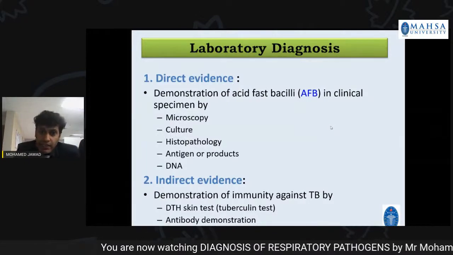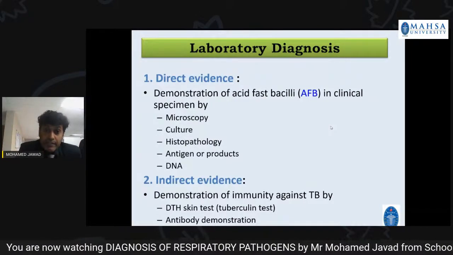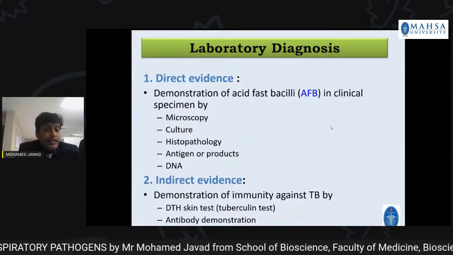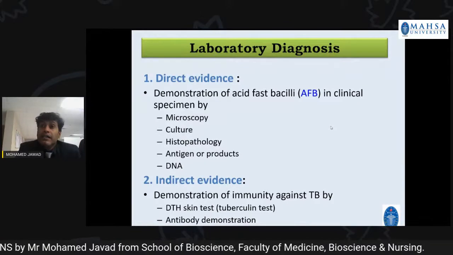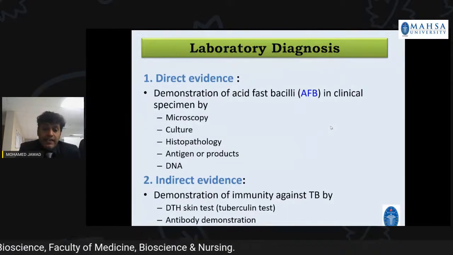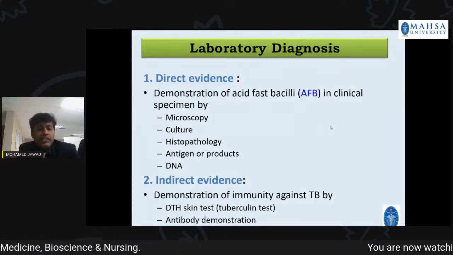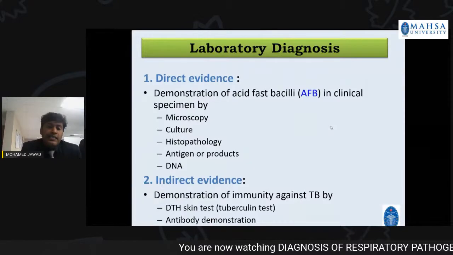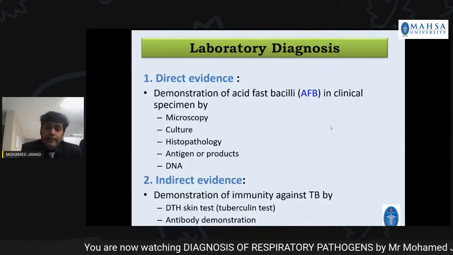We already said that the Gram stain cannot take up the mycobacterium, so we have to do the acid fast test. Then microscopy, culture, histopathology, antigen and antibody and DNA tests. Then indirectly we have to check the skin test, the delayed tuberculin test, the Mantoux test, and the antibody demonstration.